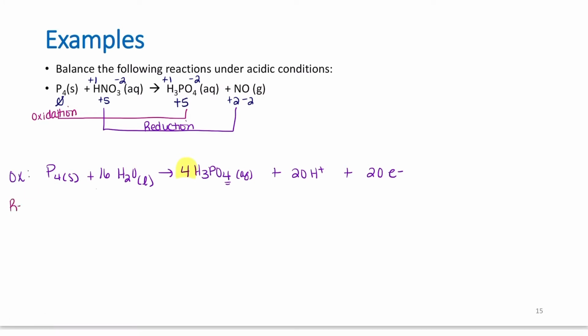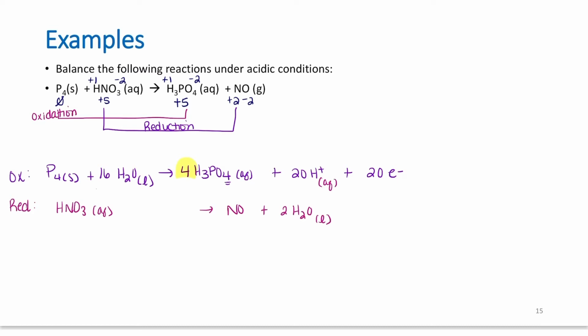Let's go ahead and look at your reduction reaction. I've got HNO3 going to NO. First, balance everything but hydrogen and oxygen. And I see I got 1 nitrogen on each side, so that's already balanced. Next, I'm going to look at my oxygens. I've got 3 oxygen on my reactant side, but only 1 oxygen on my product side. So I'm going to say plus 2H2O. That has balanced out my oxygens.